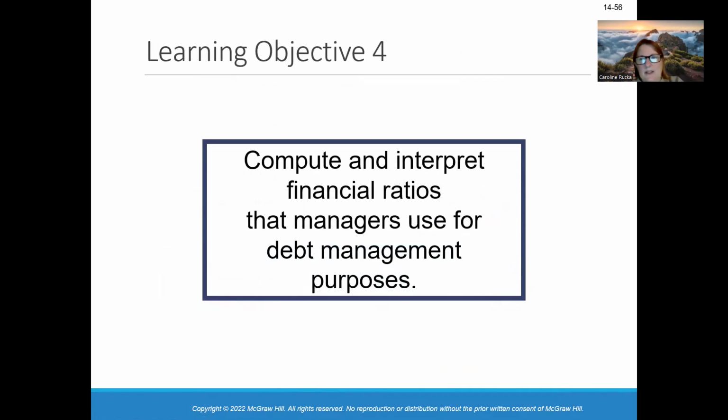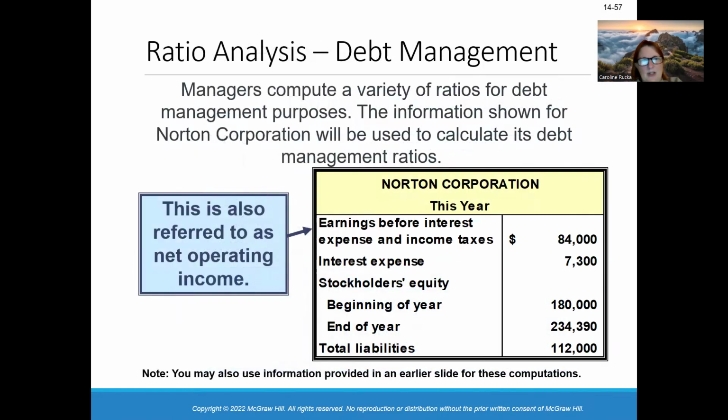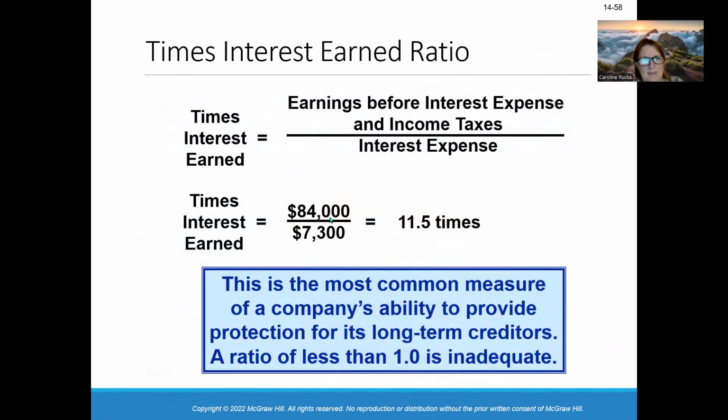Let's see. Debt management we're going to look at next. So we've got a variety of different ratios for debt management. We're going to be using Norton Company again, and we're going to be looking at their income statement. Okay, so we have times interest earned. That's our EBIT, earnings before interest and tax, divided by interest expense. This is a common measure of a company's ability to provide protection for its long-term creditors.